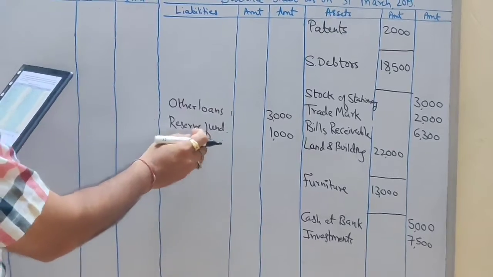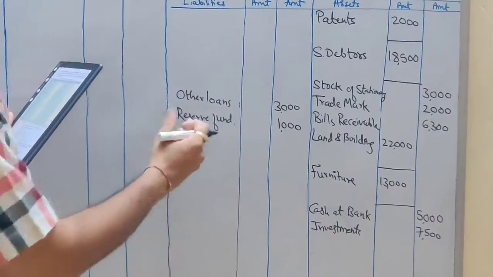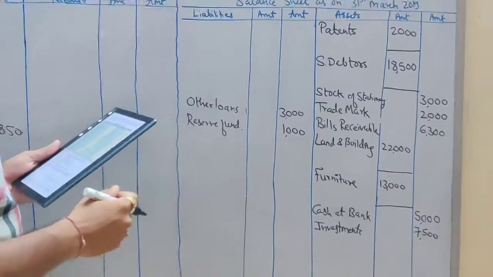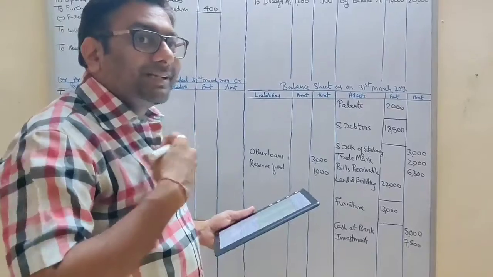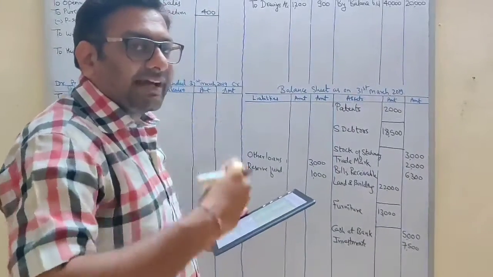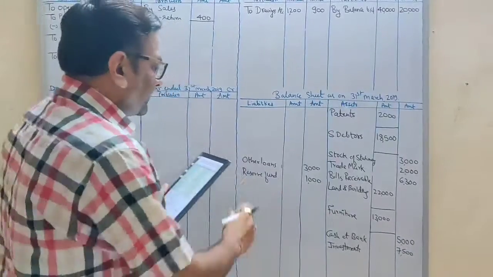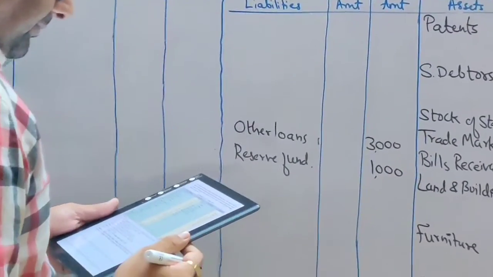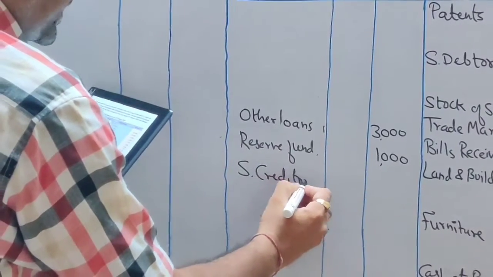It's a profit, students, and profit is payable to the partners. It's a liability from the business point of view. So remember, students, profit is a liability from the business point of view. The business has to pay this profit to the owner, to the partner. So it's a payable liability. Then sundry creditors. Again it's a liability.